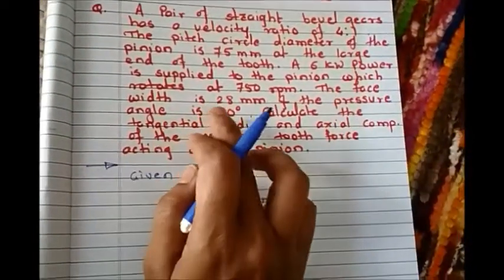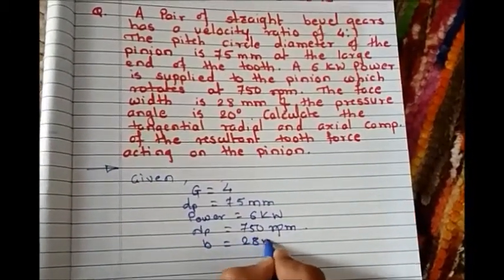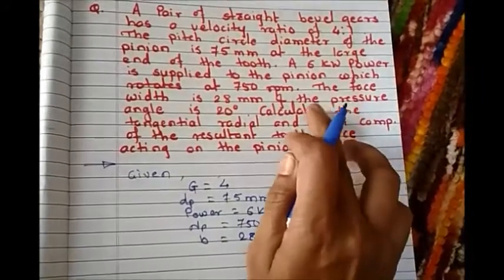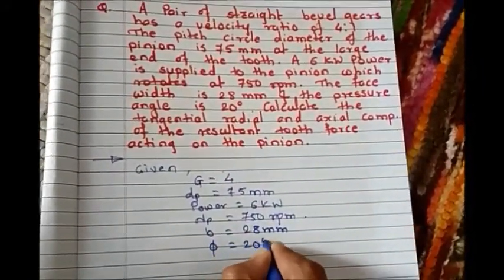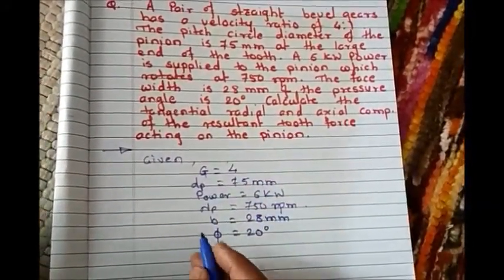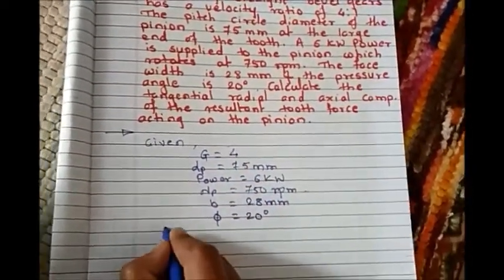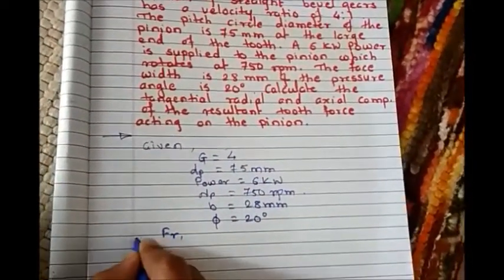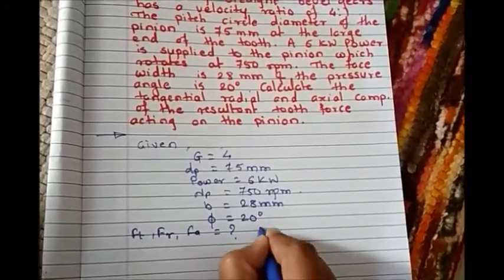The face width is 28 mm, so B is given as 28. The pressure angle phi is equal to 20 degrees. Calculate the tangential, radial and axial components of the resultant tooth force acting on the pinion. So what they ask is the force components Fr, Ft and Fa for the pinion.